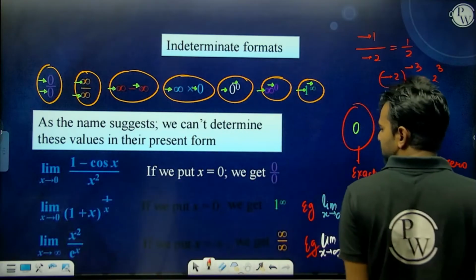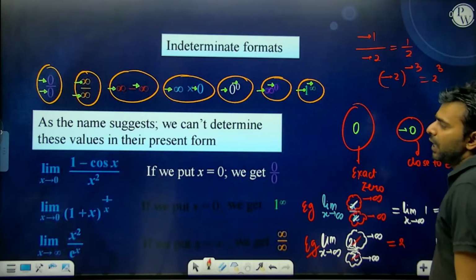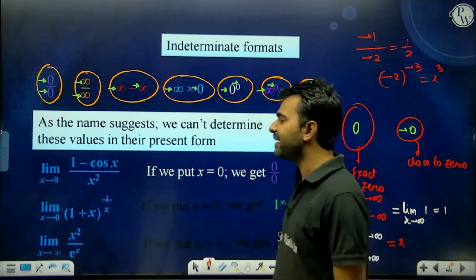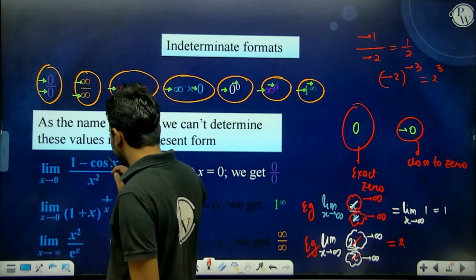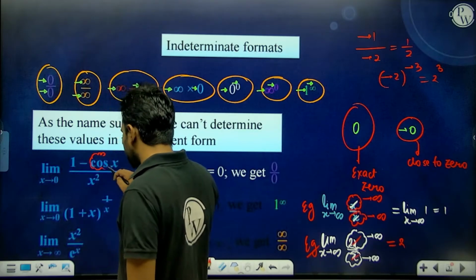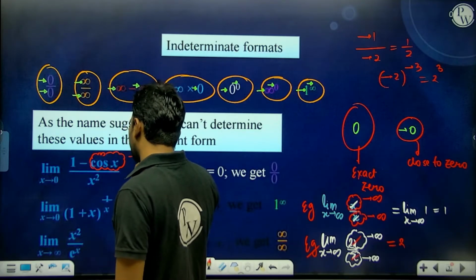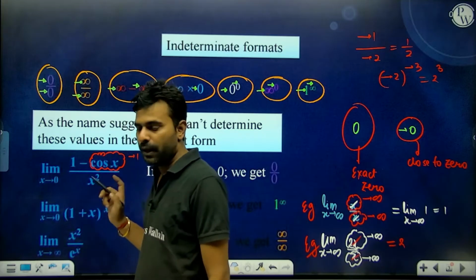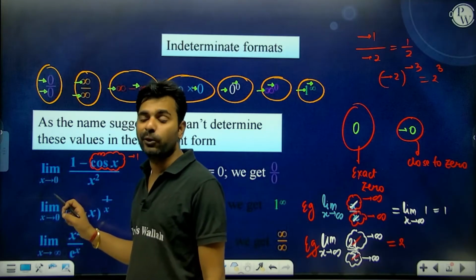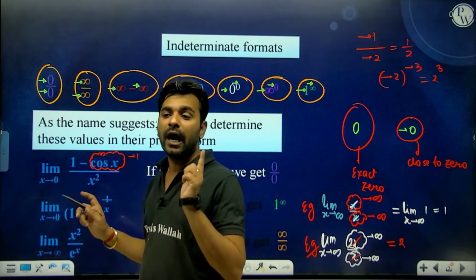I hope you guys are clear with this particular thing. Now understand that if x is moving towards 0, then cos x moves towards 1, yes or no? So this particular thing will be moving towards 1. This is not exactly 1, because I am saying that x is approaching 0, x is not equal to 0.